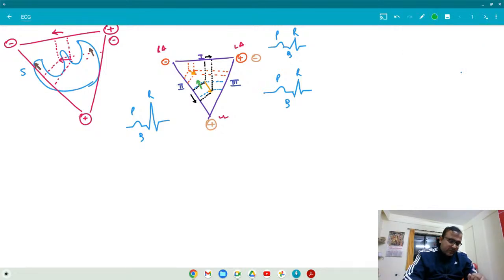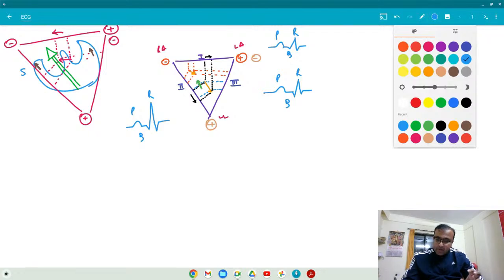So what is the direction of repolarization? Like I told you, the last to depolarize will be the first to repolarize, right? So the direction should be this way. So you tell me what should be the idea? Correct. That means all three are negative.